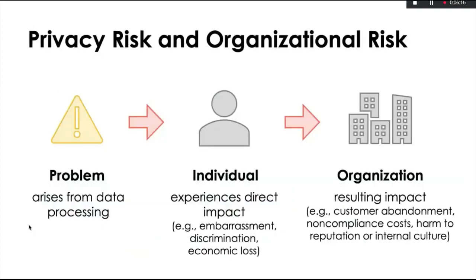We call this an enterprise risk management tool for a reason. We think that part of the framework's utility is helping to draw the connection between privacy risk that individuals experience and organizational risk that is typically managed at the organizational level. When problems arise from data processing, individuals can experience the direct impact, as I mentioned, things like embarrassment, discrimination, and economic loss. And organizations can, in turn, experience follow-on impacts, for example, customer abandonment, non-compliance costs, or harm to reputation or internal culture, which could manifest in something like an employee walkout.